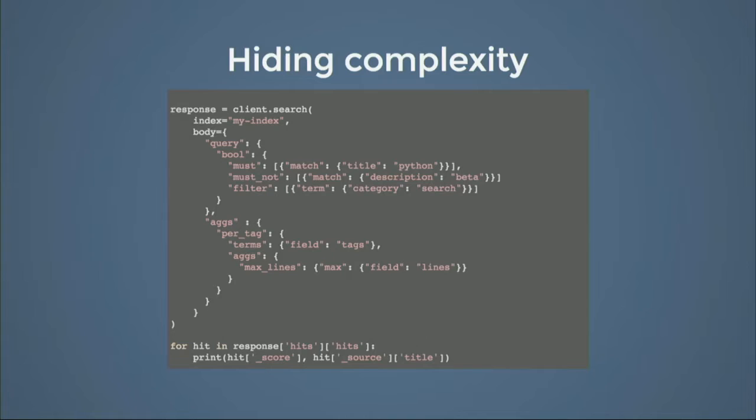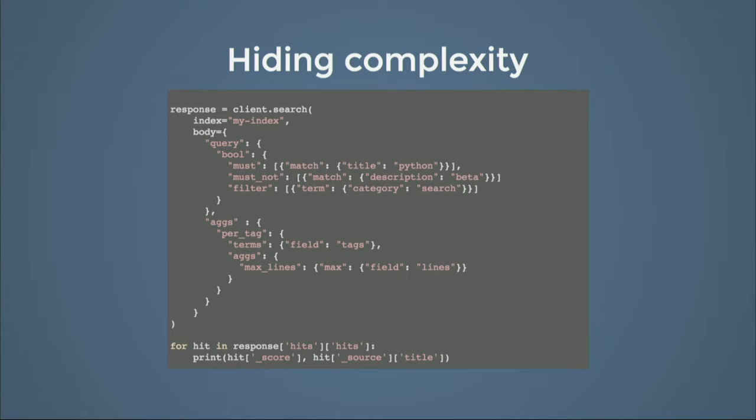It's about hiding complexity. So this is a query to Elasticsearch. Don't worry if you don't understand it. Essentially, what this is, I'm looking for something that matches Python in the title. It must not match beta in the description, so I'm looking for release. I'm filtering only those packages in category search, and I want to do some aggregations. I want to see the distribution of tags and the maximum lines. So just some query, assuming a data set, and that query is not important.